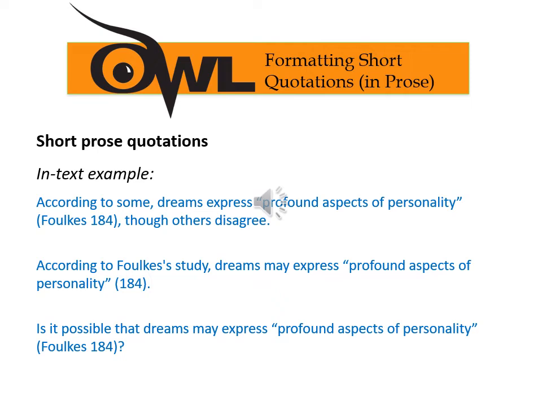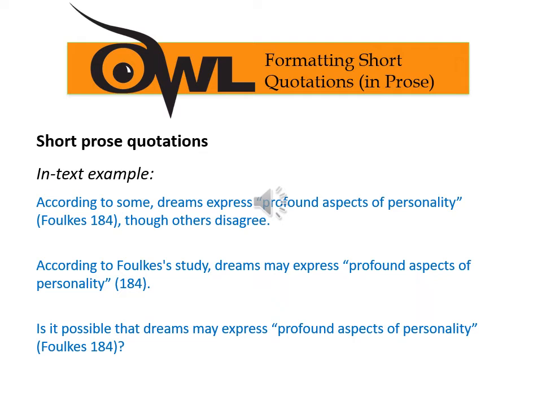As you can see here, just including any sort of, how do you integrate any sort of quote within what they're calling prose. Just think of that as your essay. Anything that's not poetry is prose. So there's many different ways to incorporate it. The first example, according to some, dreams express, quote, profound aspects of personality, unquote, though others disagree. So they're putting the author of that quote, the person who said that quote, in an in-text citation almost in the middle of their quote.